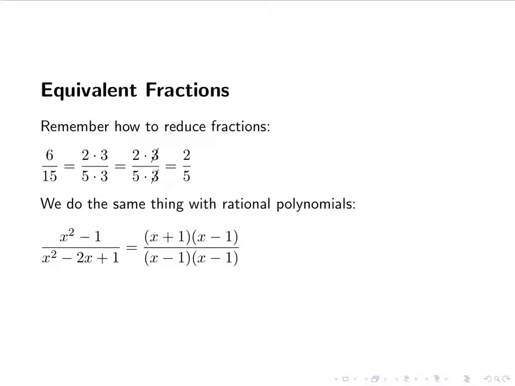Okay, so our numerator is a difference of two squares, and our denominator is x minus 1 squared. So we have an x minus 1 in both the top and the bottom, so those cancel as a 1. And we're left with x plus 1 over x minus 1.